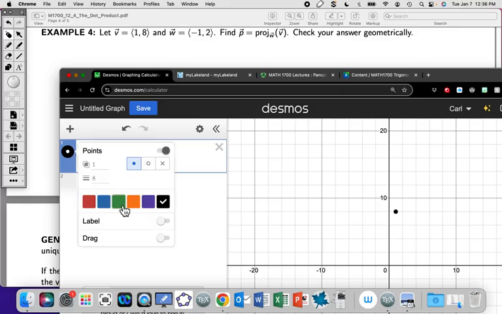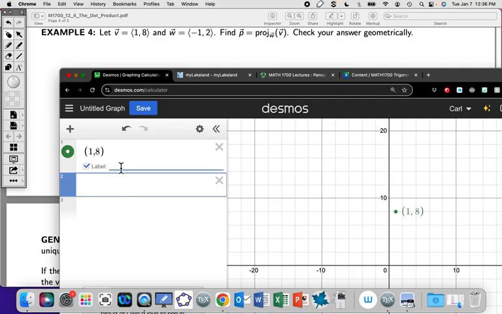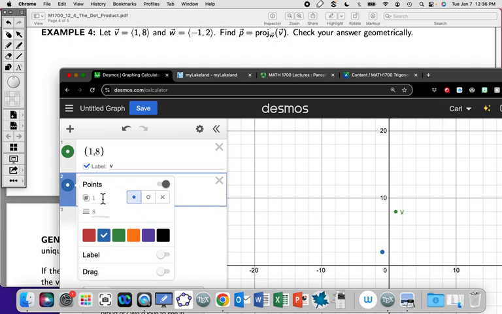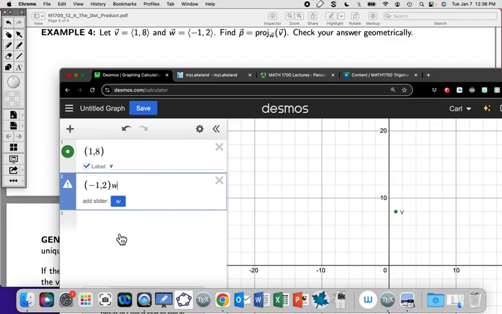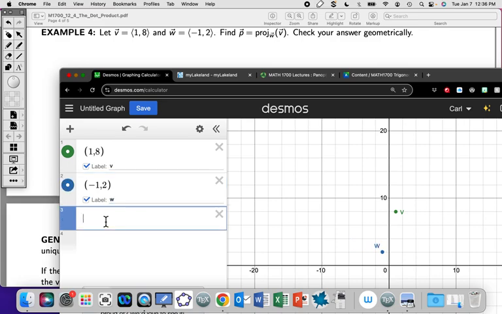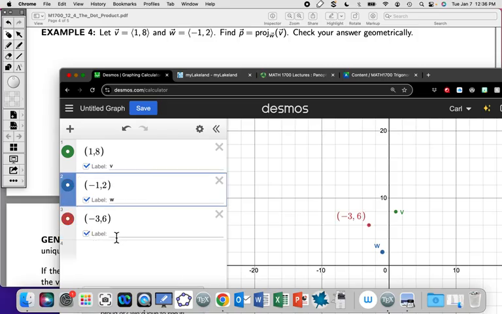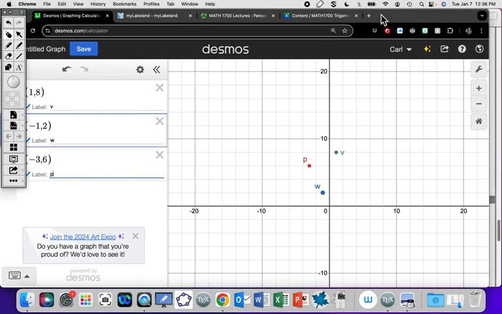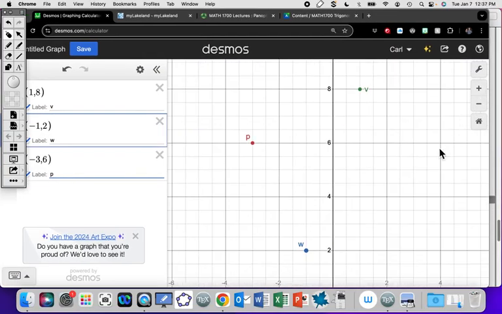I'm going to call that V. I think we were using that as green. Negative 1, 2. I'm going to call that W. And then we had what? Negative 3, 6. That was our P. Okay. Let's see if this makes sense here. Zoom in a little bit, perhaps. All right.